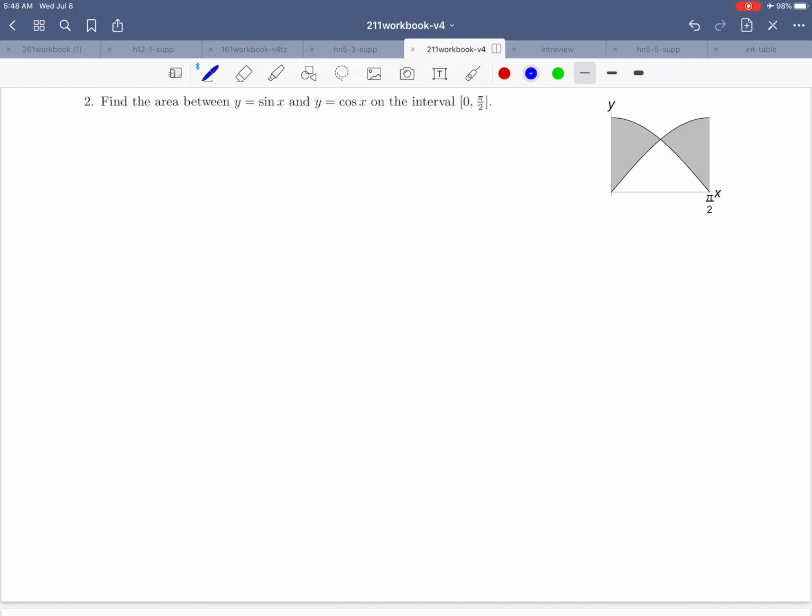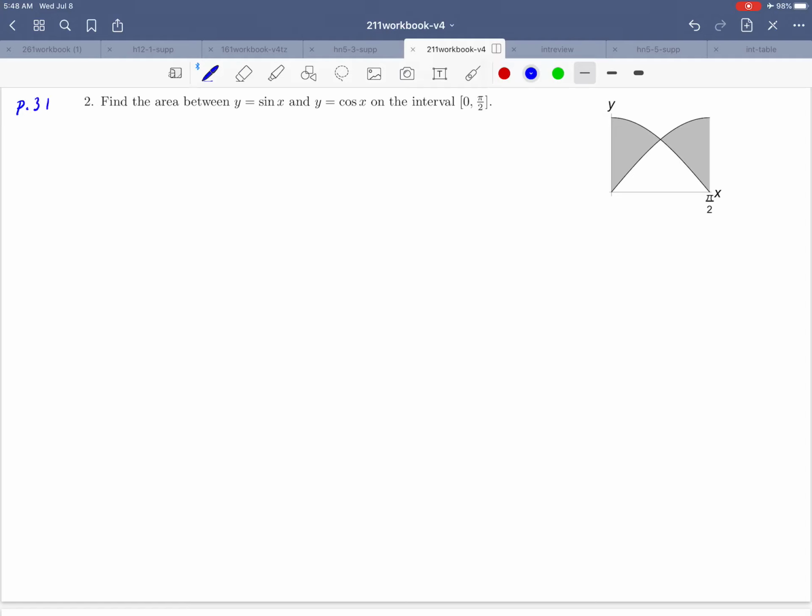Hello everybody, and welcome to exercise 2 on page 31 of the workbook here. Let's read this problem together, see what they'd like us to do. So they want us to find the area between y equals sine of x and y equals cosine of x on the interval from 0 to pi over 2.